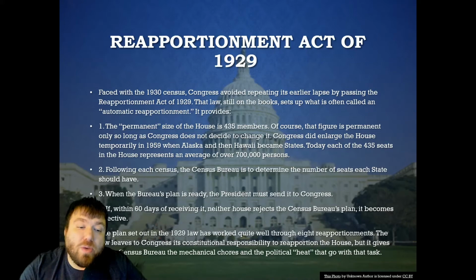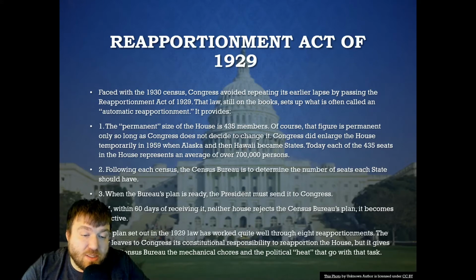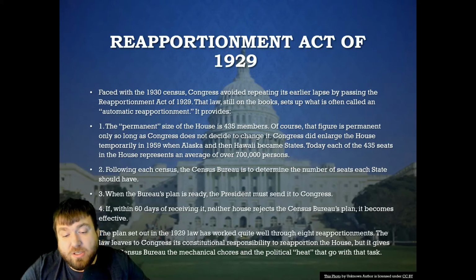2. Following each census, the Census Bureau is to determine the number of seats each state should have. 3. When the Bureau's plan is ready, the President must send it to Congress. 4. If, within 60 days of receiving it, neither House rejects the Census Bureau plan, it becomes effective. The plan set out in the 1929 law has worked quite well through 8 reapportionments. The law leaves to Congress its constitutional responsibility to reapportion the House, but it gives to the Census Bureau the mechanical chores and the political heat that go with that task.